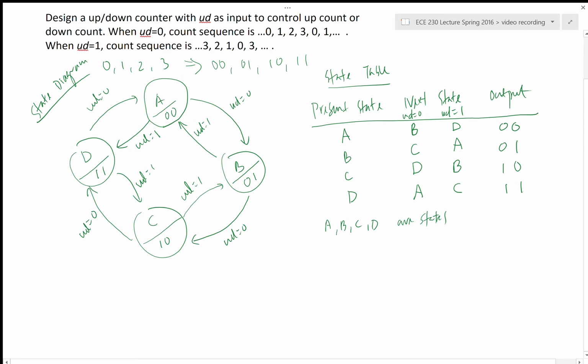We need to convert A, B, C, D into some representation that we can use in digital logic. One way to convert is what we call minimized bit encoding. Because we have 4 states, the minimum number of bits that we could have is 2 bits. So we can let A equal 0 0, B represent as 0 1, C represent as 1 0, and D represent as 1 1.